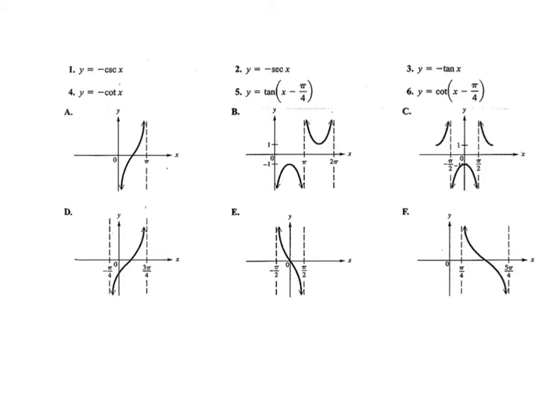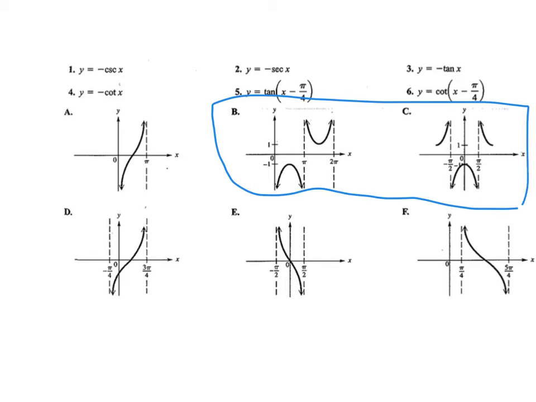So for number 1, we want the cosecant graph. So I know it's going to be B or C because those are the graphs that have parabolas. And secant and cosecant are parabolic graphs, and also they have a period of 2 pi when they're the parent function. And so now I'm working with cosecant in number 1, which is really 1 over sine, and it's negative cosecant.